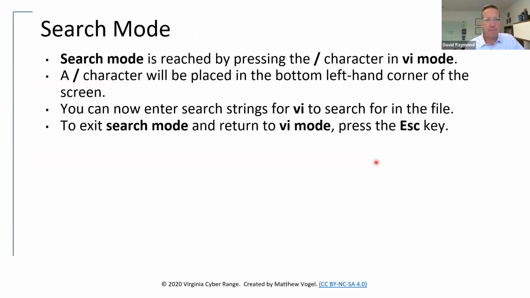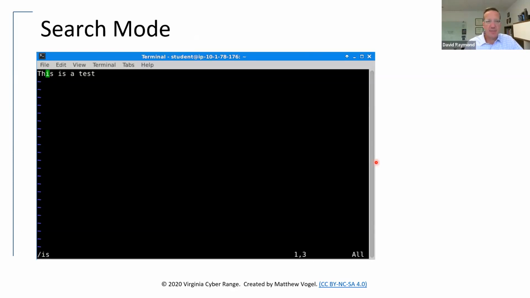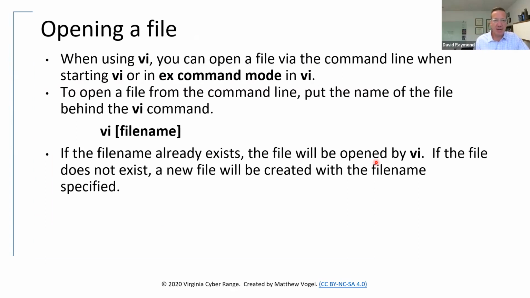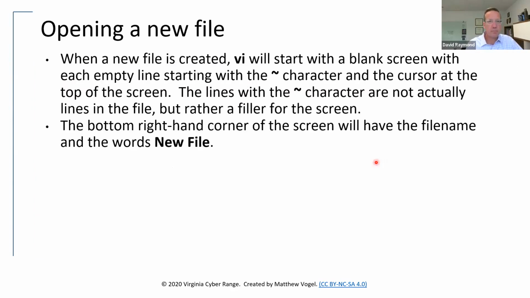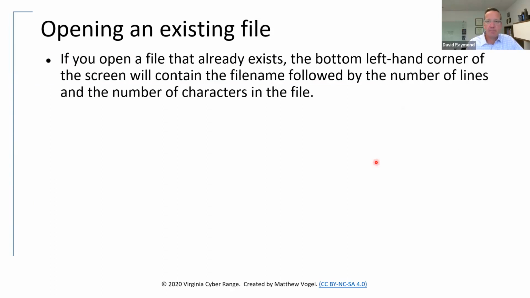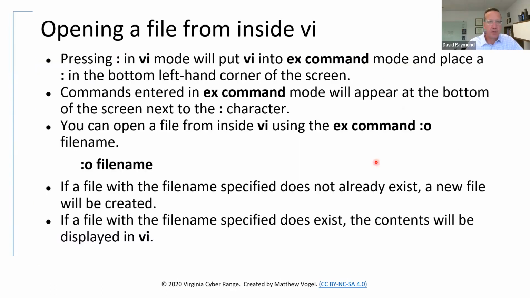Okay, so I'm going to talk about search mode, but first let me talk about some of the X commands. So here's how I open a file from within VI, right? If I'm already in VI and I want to open a file, then I go to X command mode. And the way I do that is I press the colon key, and then I type O and then the name of the file. So I can open a file from within VI.